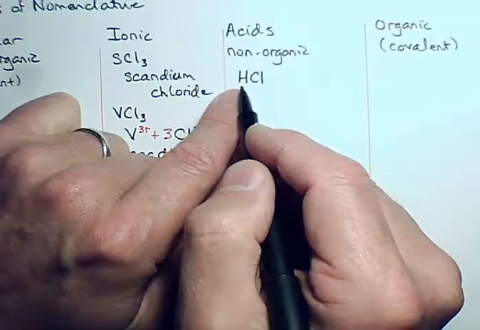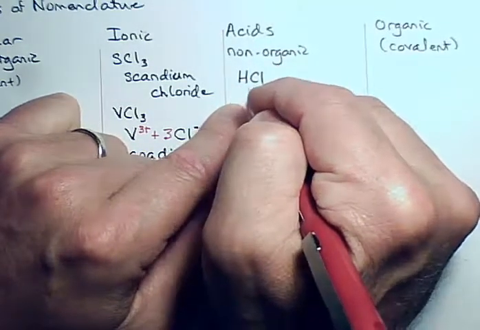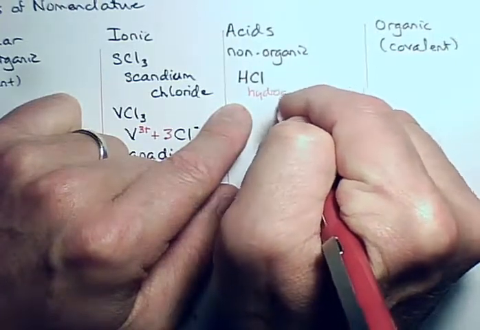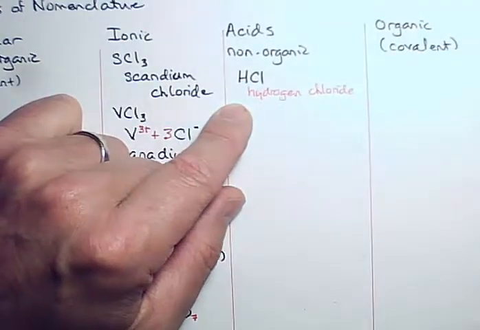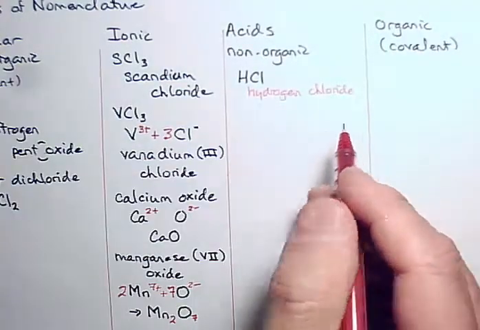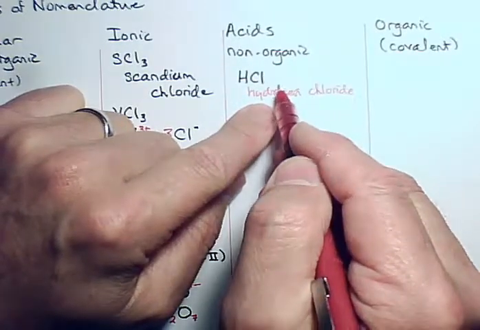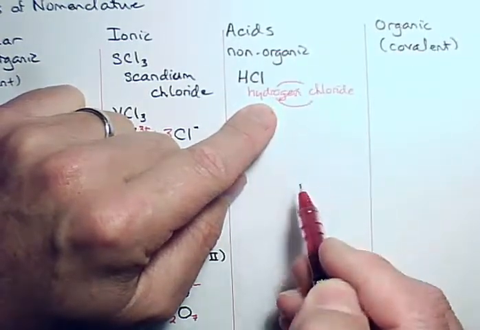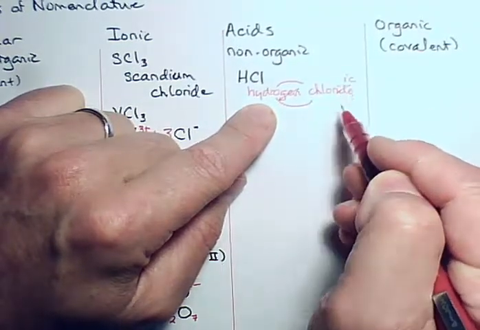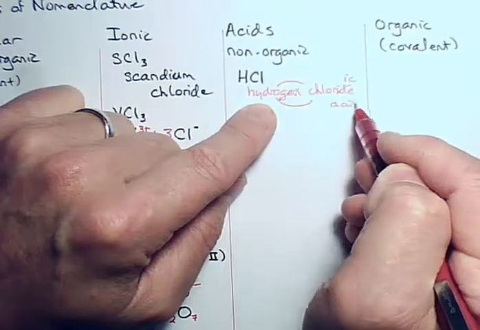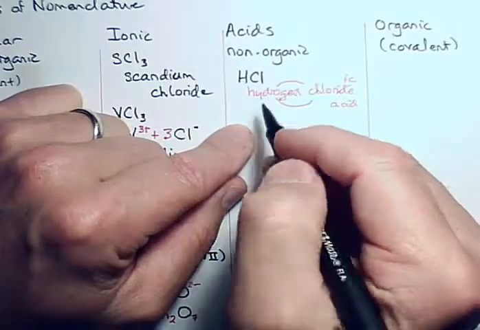So this is going to be named first like an ionic compound. You first name it like it's hydrogen chloride. That would be naming it like an ionic compound. Okay? To name it like an acid, we're going to drop the gen off of hydro and make hydro a prefix on the chloride. We're going to change the ID ending to IC, and we're going to put the word acid on the end. Hydrochloric acid, yes.